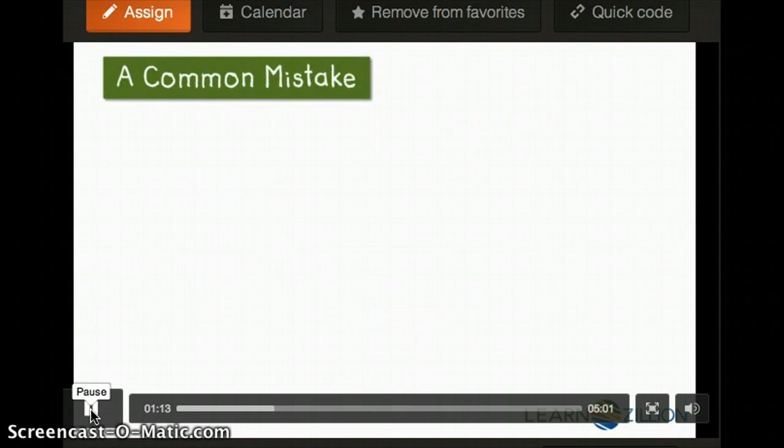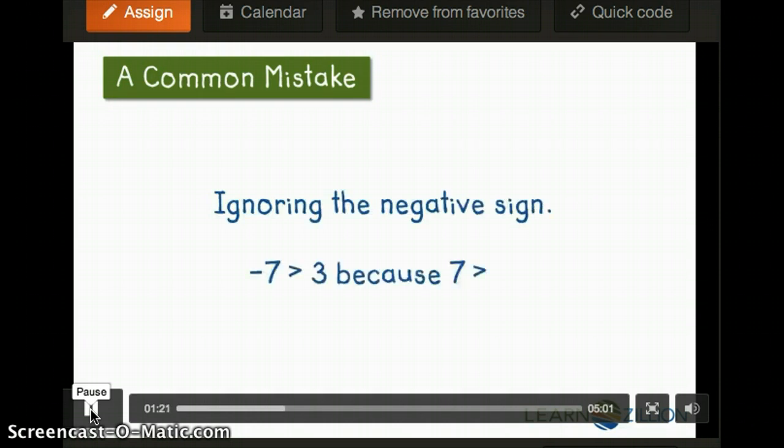A common mistake that I've seen people make is to think that the larger or bigger number always has the greater value. This is because they ignore the negative sign. They might think that -7 is greater than 3 because 7 is greater than 3, but they're not paying attention to that negative sign, which is a mistake.